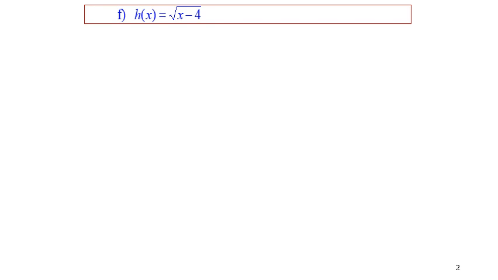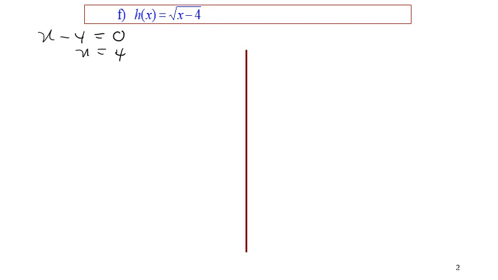In question F, the function of h is square root of x minus 4. Remember, for a square root function, you have to find out where the function starts. That is, inside the square root, x minus 4, we equate with 0. So we get x equals 4. So we know the x will start at 4.